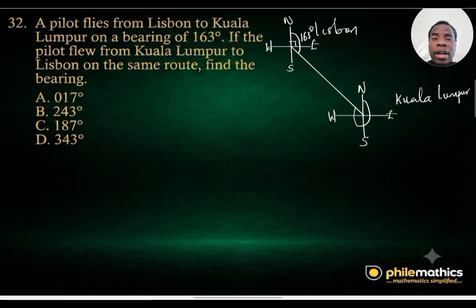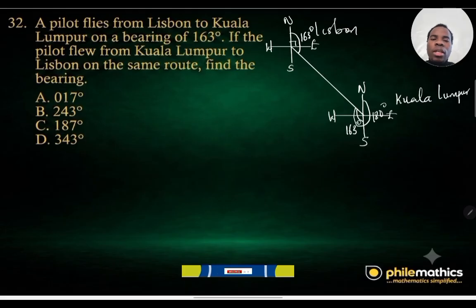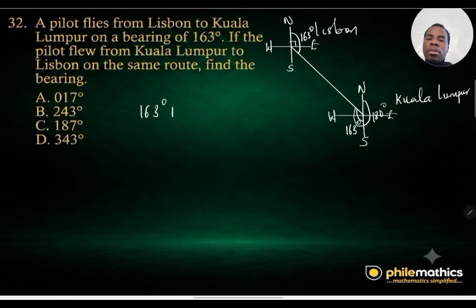And from alternate angles, we know that if this is 163, this right here is 163. And from angles on a straight line, this is 180 degrees. So it means the bearing will be 163 degrees plus 180 degrees, which gives 343 degrees.